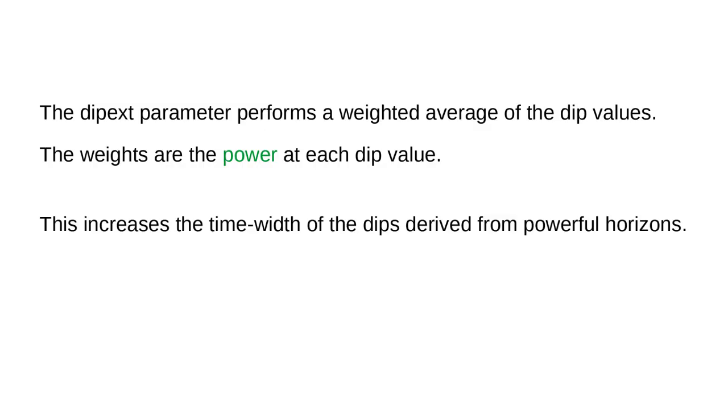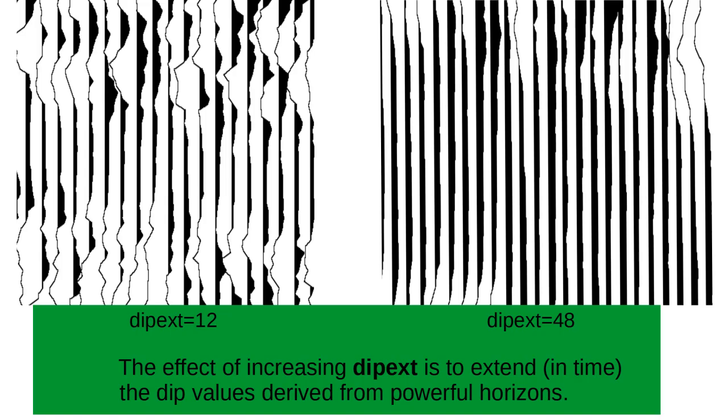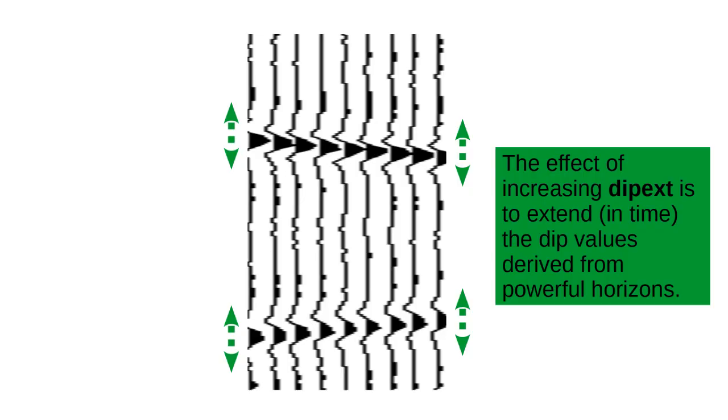The dip ext parameter performs a weighted average of the dip values. This increases the time widths of the dips from powerful horizons. Comparison of the dip values for dip ext equals 12 and dip ext equals 48. Slight animation of the increase in time width of dips from powerful horizons when dip ext is increased.